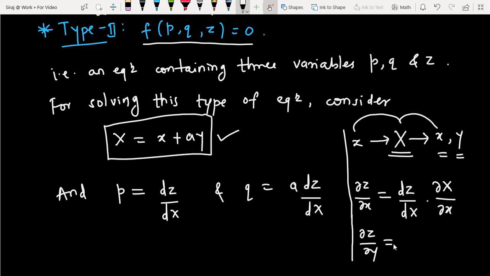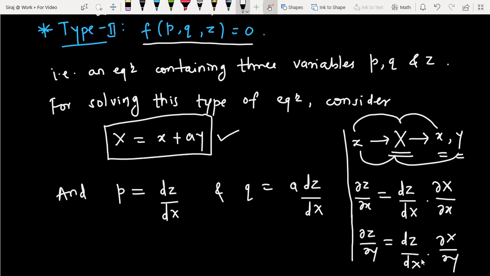Similarly, second derivative del z by del y. So first comes the derivative of z with respect to capital X, which is a single variable here, so the operator will be dz by dX into again the derivative of capital X with respect to the independent variable y. And here on the right side we have two independent variables x and y. So if more than one variable comes, the operator will be del. So this becomes again the derivative of capital X with respect to y, del X by del y.